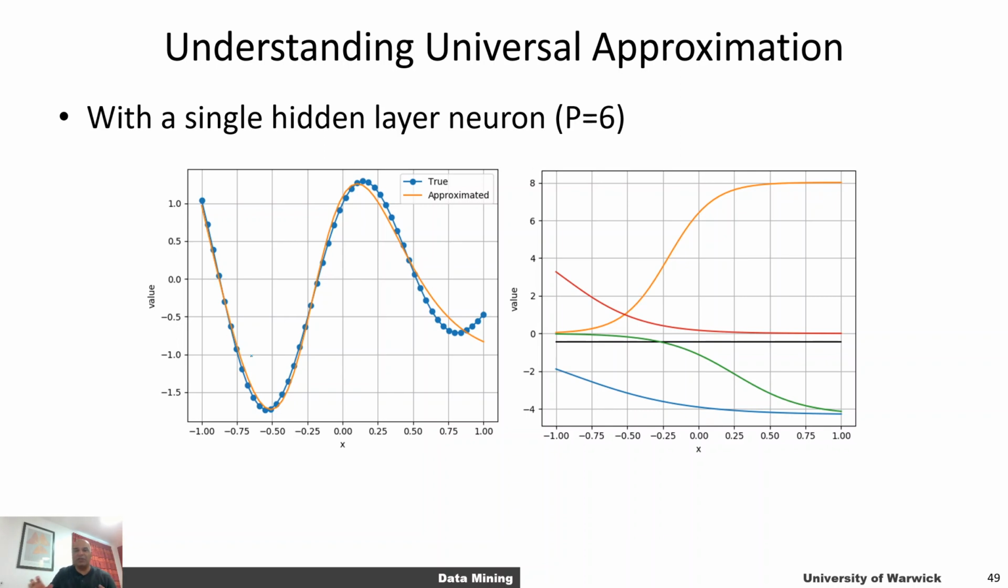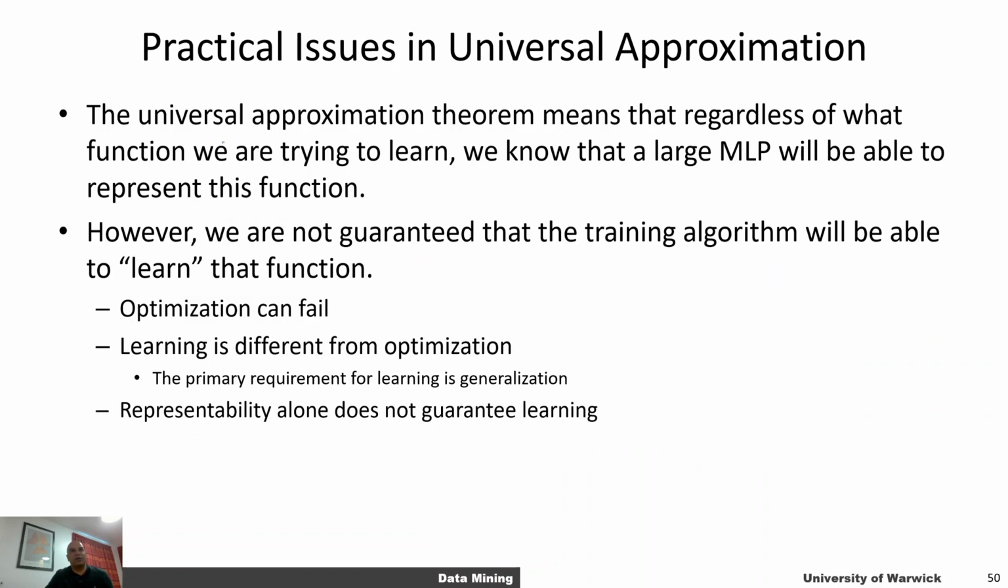Now, it sounds really cool that we'd be able to approximate any function in the universe. So universal approximation is a pretty big word to use, but that doesn't necessarily solve all of our problems in the universe. The universal approximation theorem means that regardless of what functions we are trying to learn, we know that a large multi-layer perceptron will be able to represent this function. However, we are not guaranteed that the training algorithm will be able to learn that function.